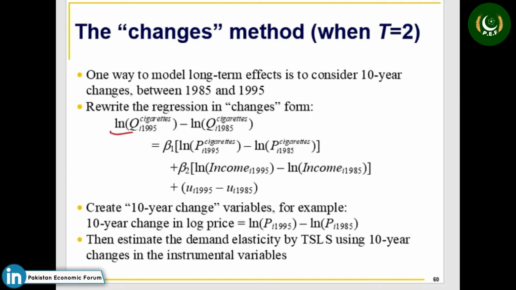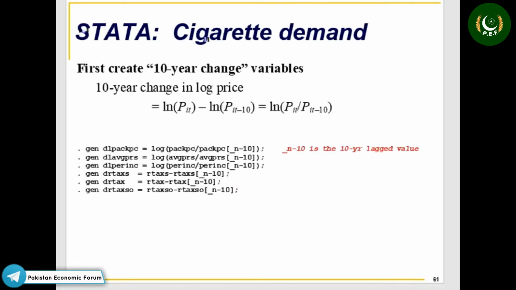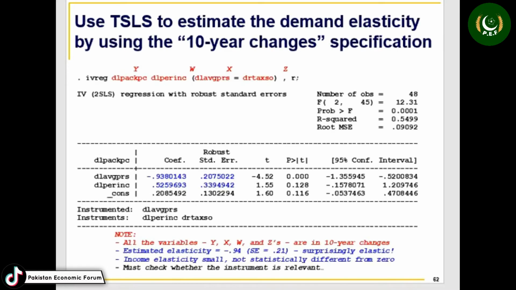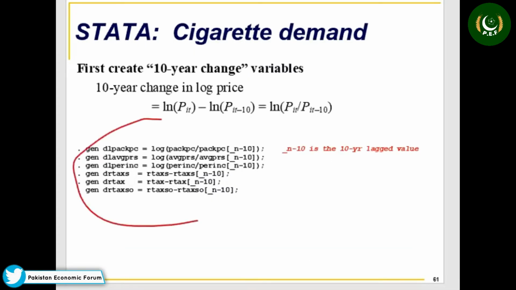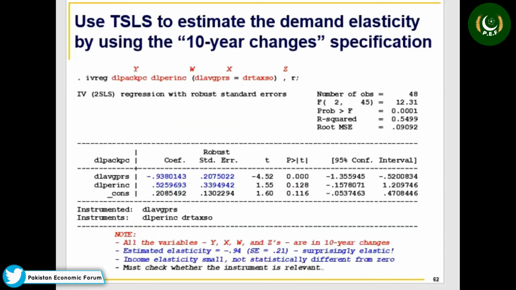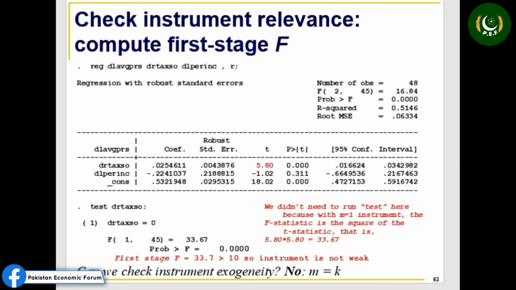So you have 1995 and 1985 quantity demanded, price, income. You construct these variables and then you estimate this cigarette demand elasticity, the 10 years change in log of price. We'll generate all these variables in the workshop. I'll explain in detail. Again, instrumental variable, first stage: here you have only sales tax as an instrument. Here you have income per capita and sales tax as instruments.